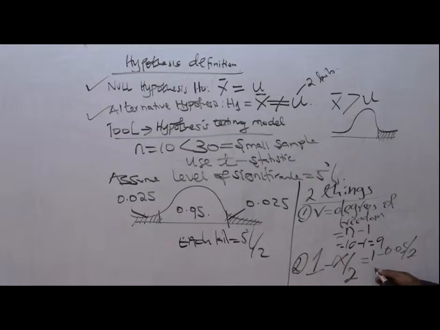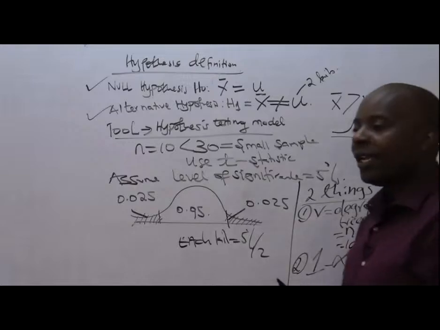Please confirm with us whether it is 0.975. Is there anybody who is able to get 0.975? Winnie has gotten that, but Winnie is only one student. How about the other students? What were they able to get? 1 minus 0.05 divided by 2 gives me 0.975. I need these two things.